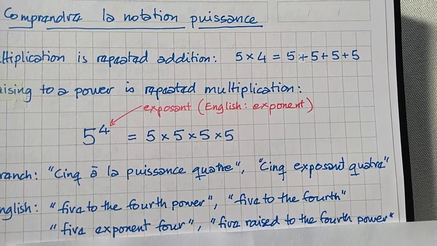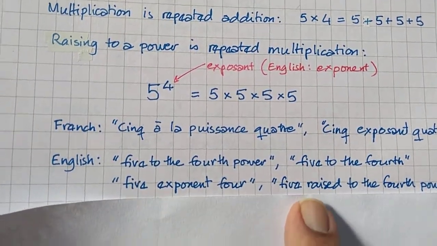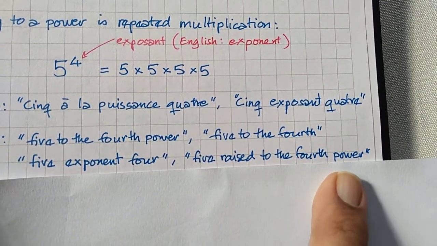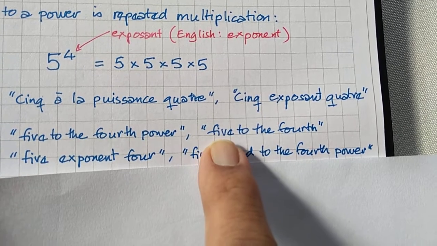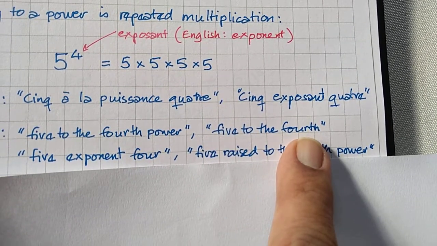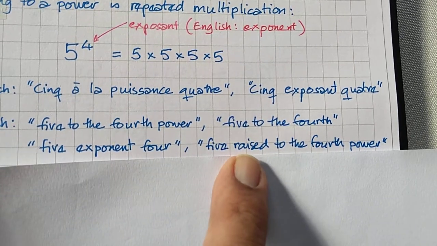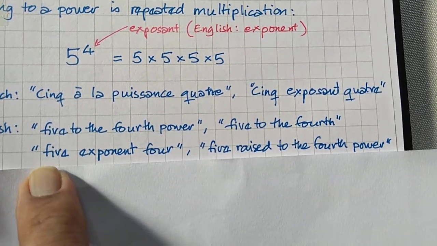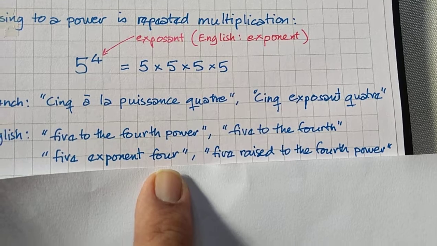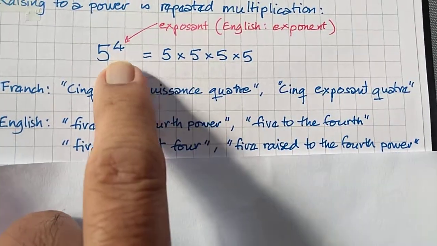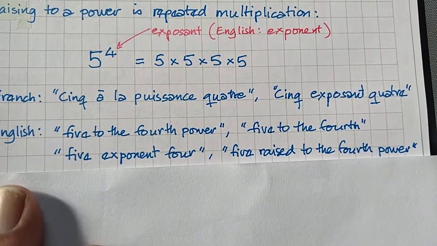In English, there's many different ways of saying it. The long way is 5 raised to the 4th power. Sometimes even said 5 to the 4th. Or 5 to the 4th power, they drop out the raised, or this is rare, 5 exponent 4. So any one of these you can say to represent this.